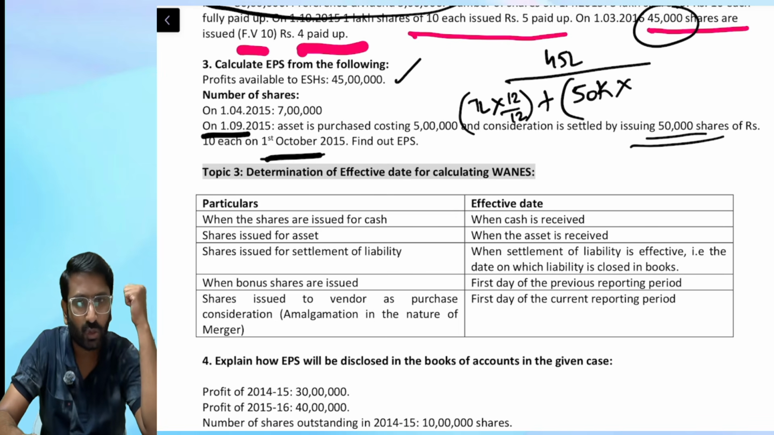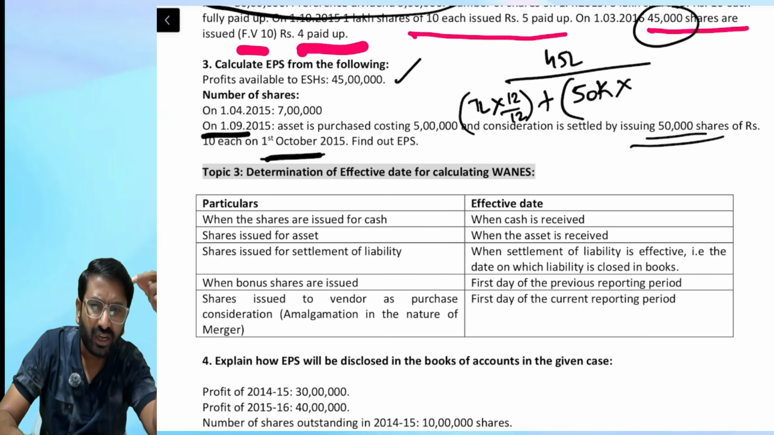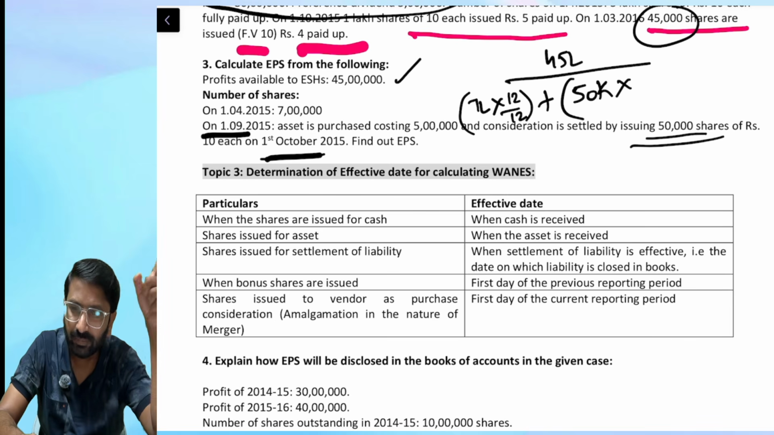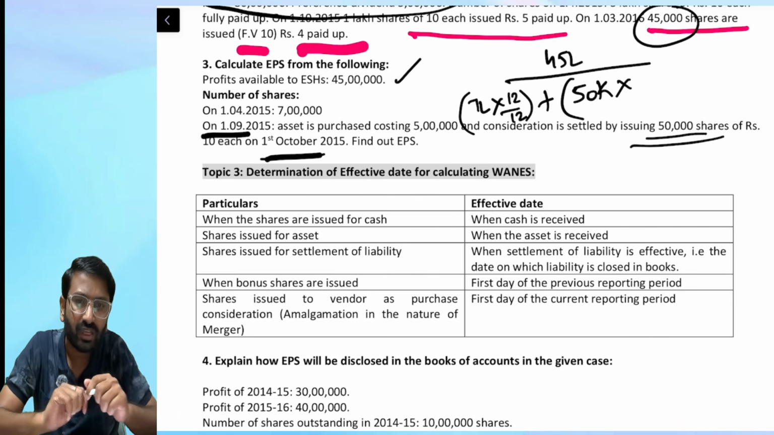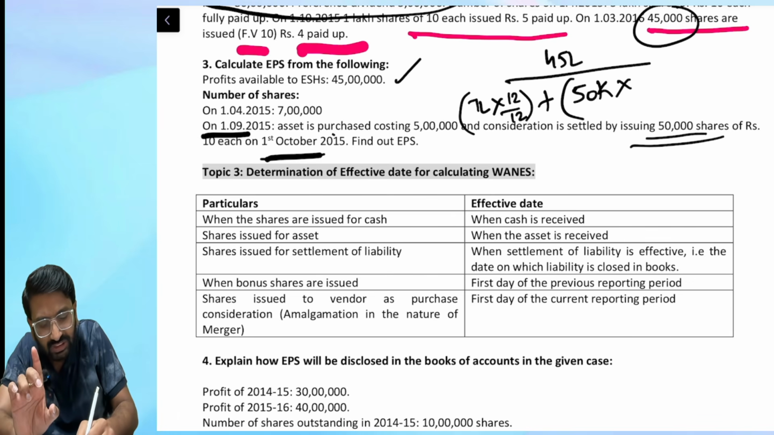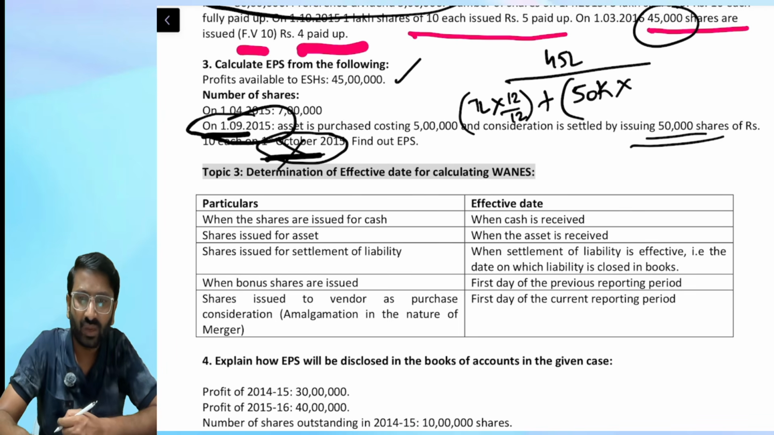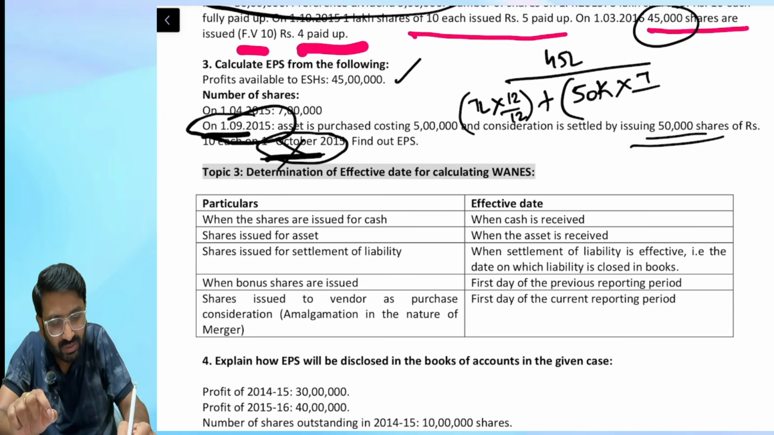Now, try to understand the logic. If the asset is coming in September, can I say we started using it from September? If you started using it from September, profit also is generated from September, which is in the numerator, so profit will be there from September, which means in the denominator also, I should take the number from September only. Even though the shares were issued in October, I don't consider October. You need to consider the date of receiving the asset. And because the asset is received in September, how many months should I take here? 7 months should be considered.